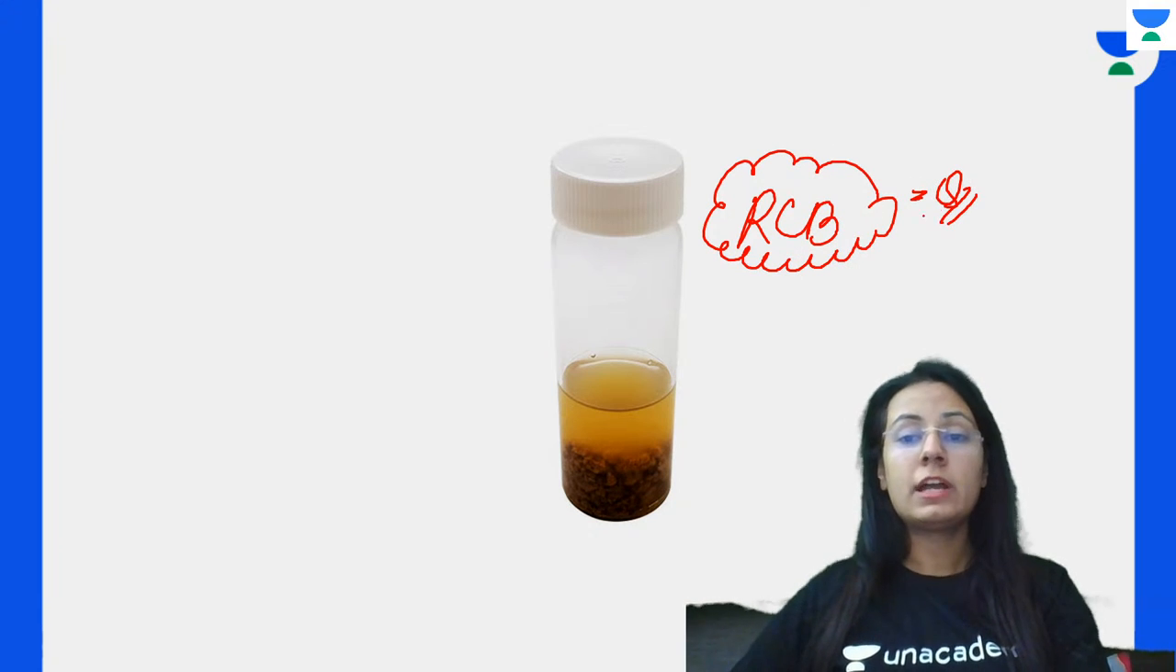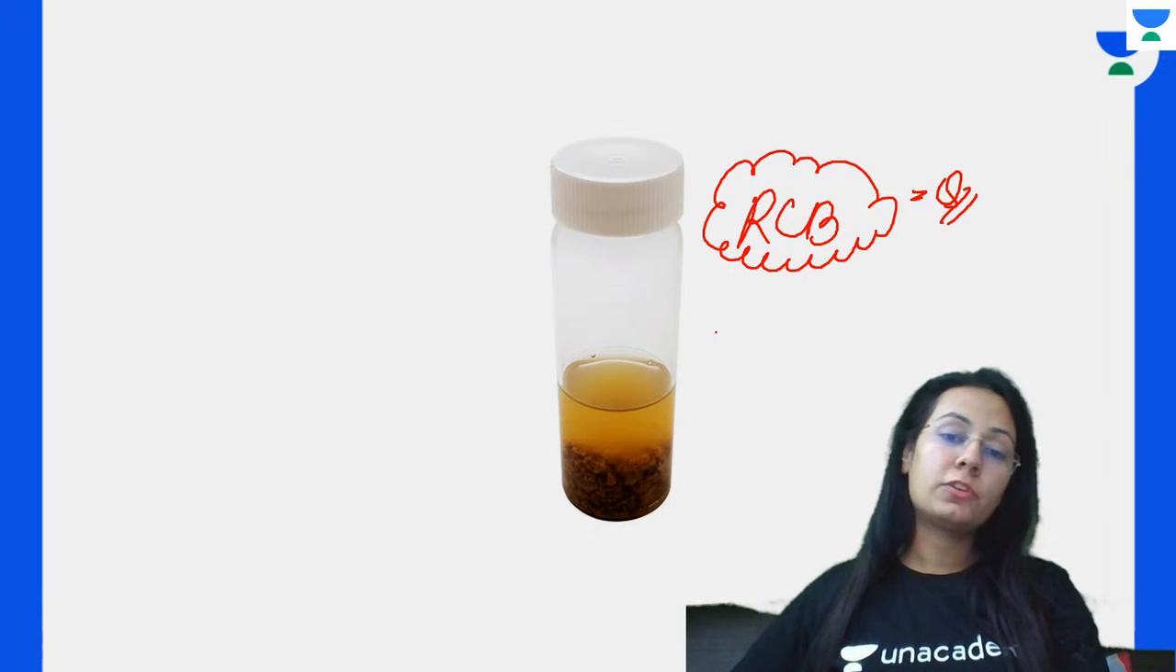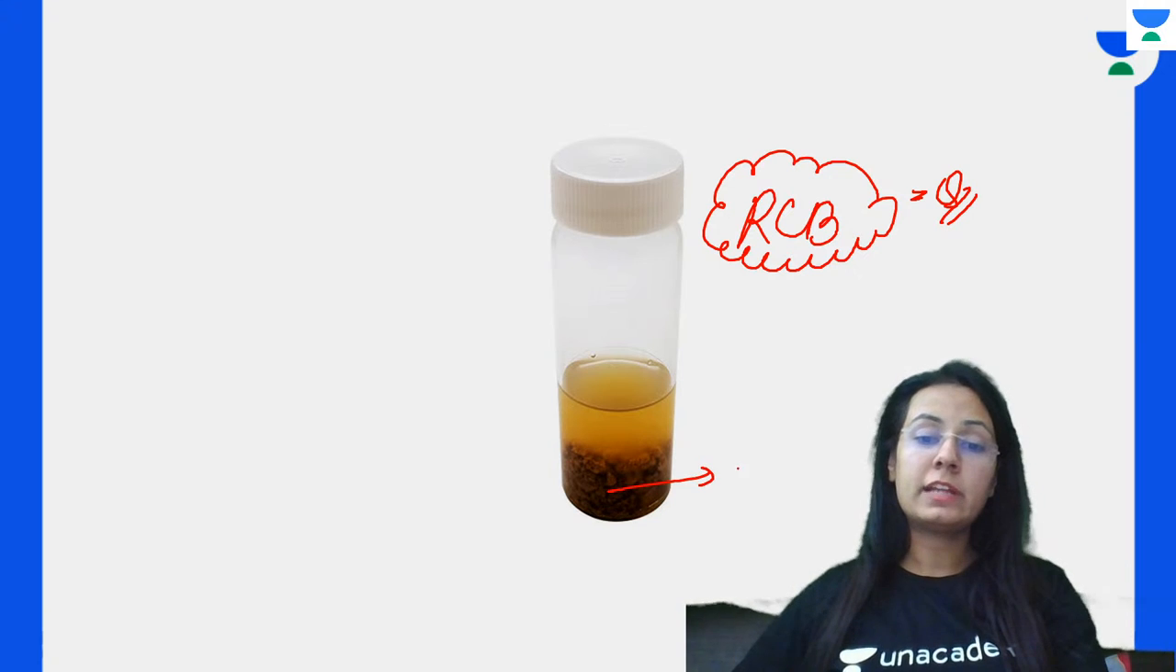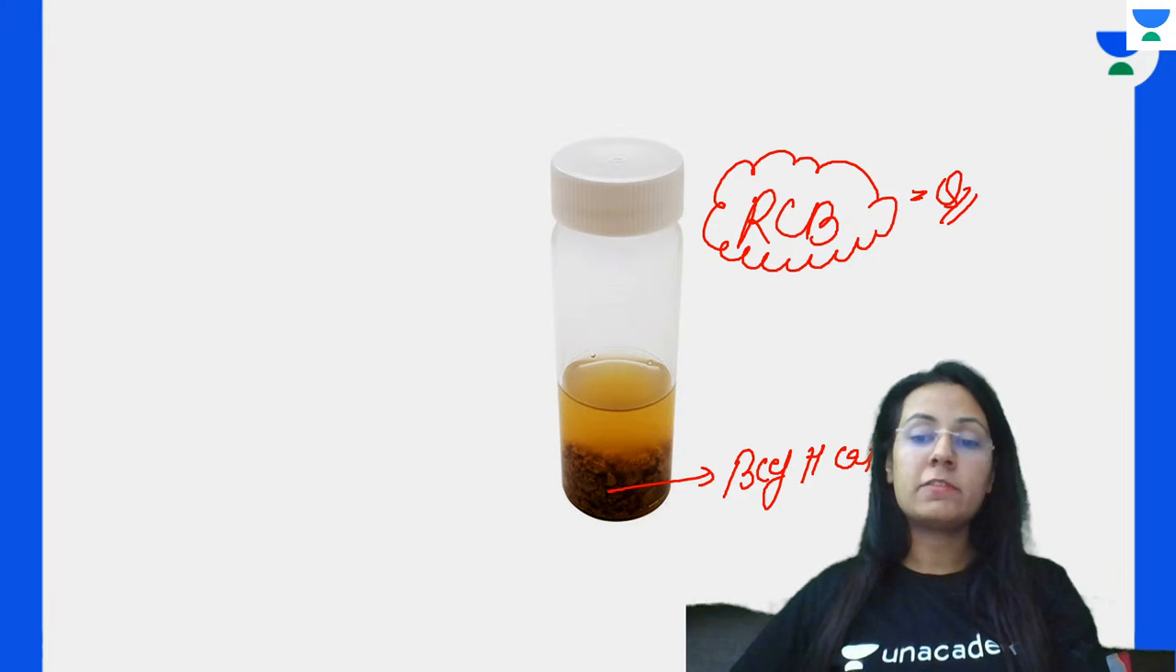Robertson cooked meat media, very important because it is used for growth of anaerobic cultures, having beef heart particles and reduced glutathione.